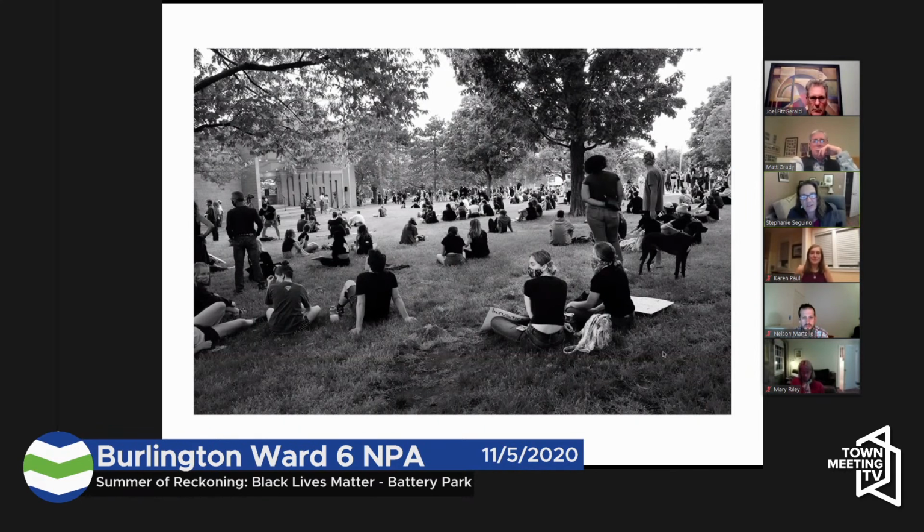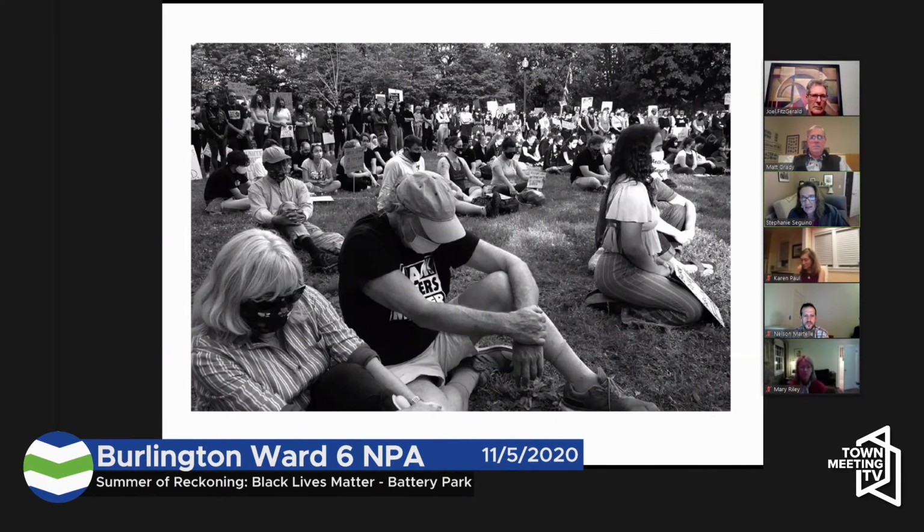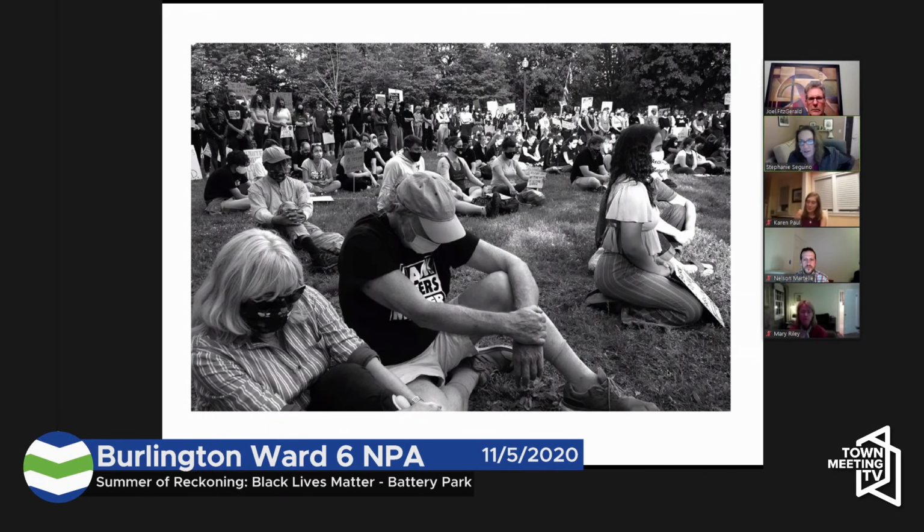The first protest that I went to was early in the summer. It was in May, and you can see here at Battery Park. And I really invite you to get the feel of these events. It was an extraordinary first event. There were a lot of people there, and you can see here, this is the stage at Battery Park, that there was a huge turnout for this event. This is a moment of silence, actually several moments of silence that were requested in honor of George Floyd at this event.